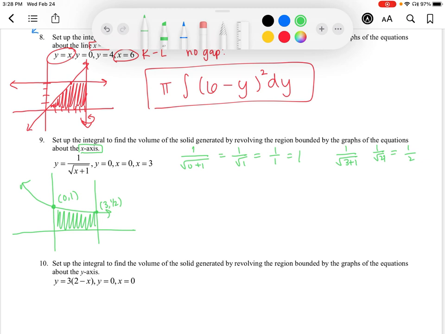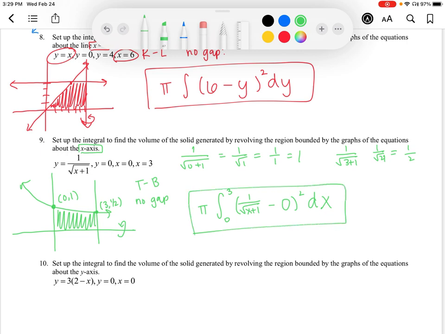But this is going around the x-axis, which is a top minus bottom, so I don't even need that y value, and there is no gap. So I'm going to have pi the integral of 1 big radius squared dx, because it's a top minus bottom. So my top is that 1 over the square root of x plus 1. The bottom is my axis of 0, and we are going from 0 to 3. So there's my integral.